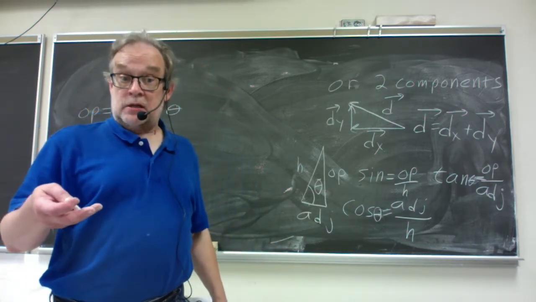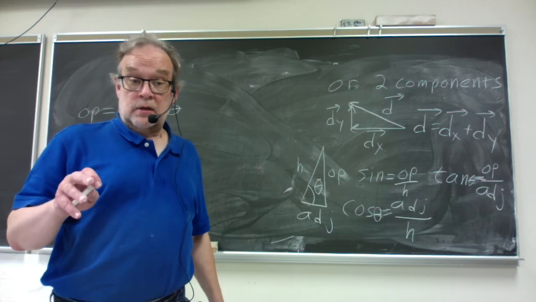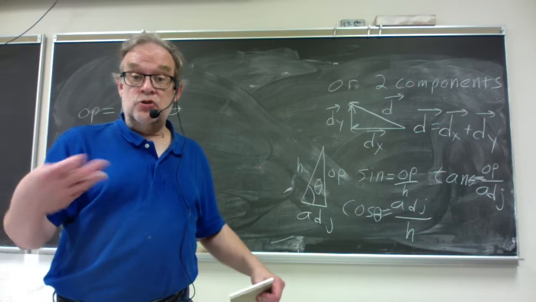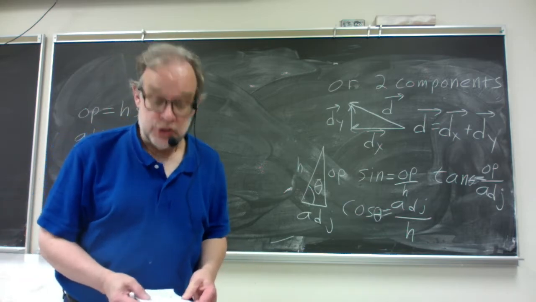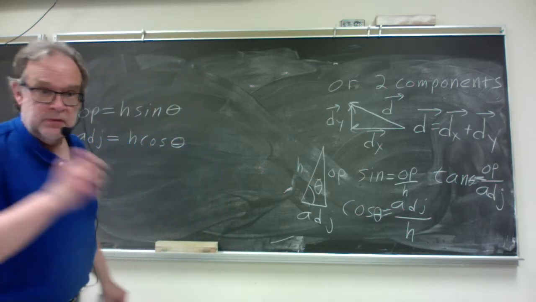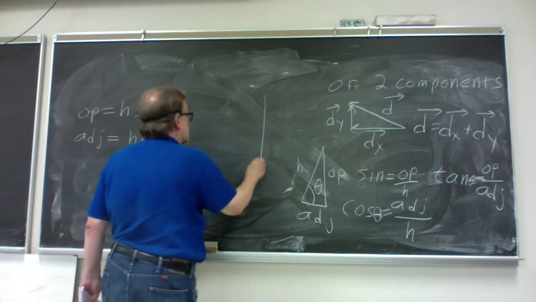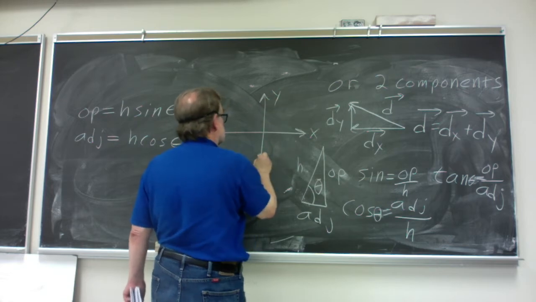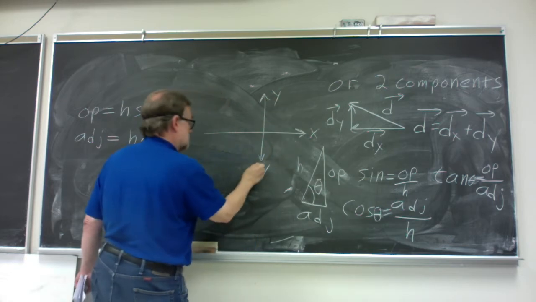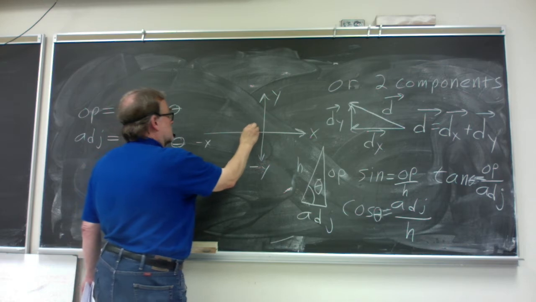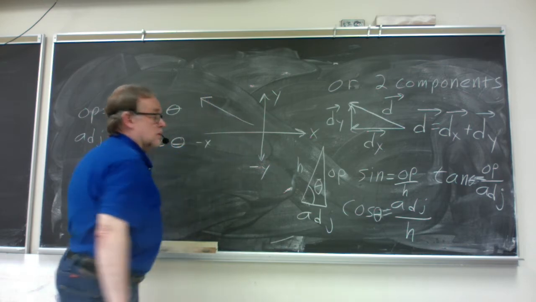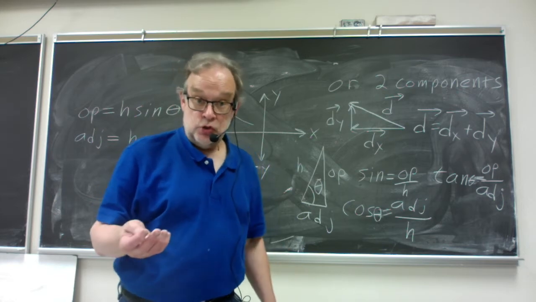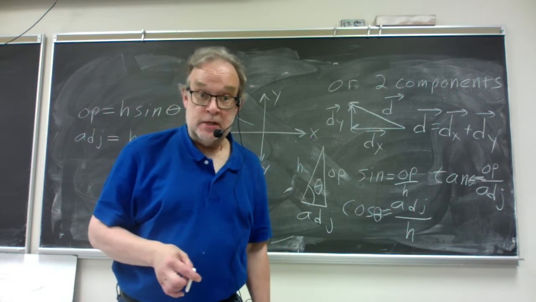And that's basically how we can convert information about a magnitude and a direction angle into information about components of vectors. For example, here's our xy coordinate system. And imagine a displacement vector like that. We'll say that the magnitude of that displacement vector is 10 meters.